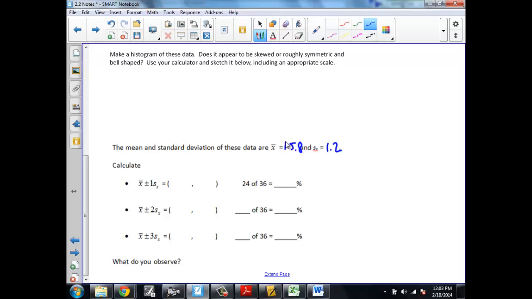Here's the visual for you. If you guys are like me, you like to see your visual. If I were to sketch my normal curve, we have 15.8 in the middle, right? And then we count our standard deviation up and we count our standard deviation below. So I add 1.2 to that. That gives me 17. Add 1.2 again. Add 1.2 again. That goes 3 in that direction, and then I go 3 below. Subtract 1.2.